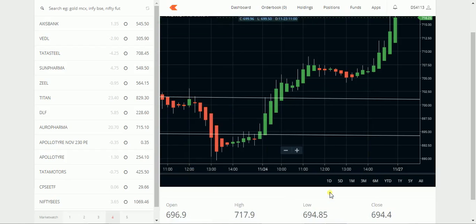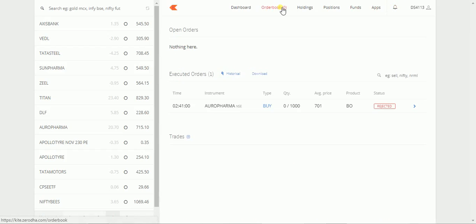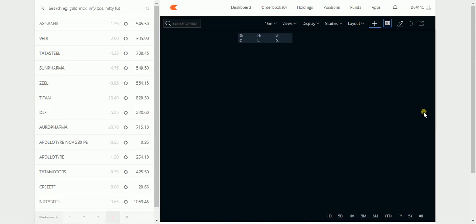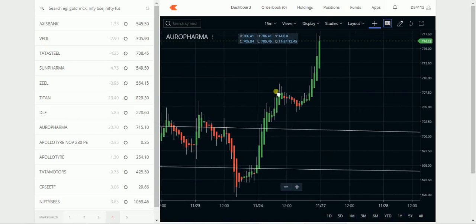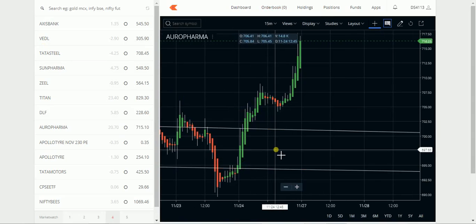That's it. It's not going to execute this order because I'm placing this one after market, after the close of market. But let's say it will be in rejected mode or something. Yeah, this is rejected. Okay, so where is Auropharma? So this is how I'll place the order. Now I'll just relax for it to reach my target, which is 7 rupees.